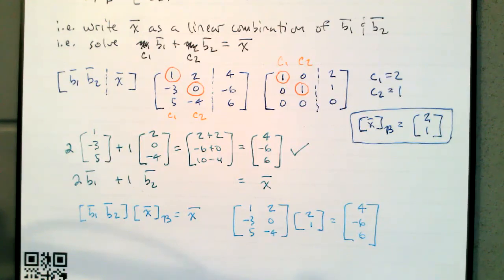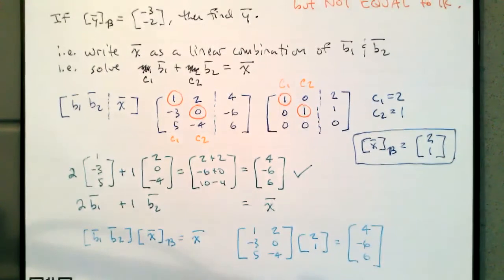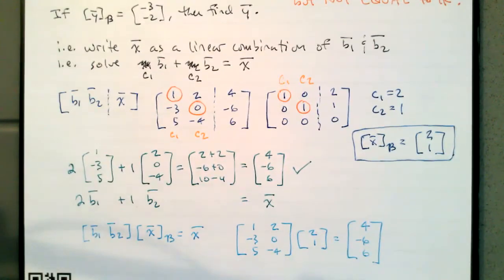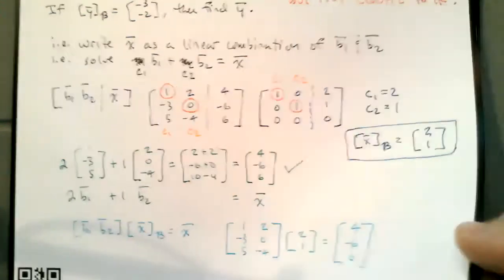In the third part of this problem, we're given the b coordinates of a vector y. Notice that there's only 2 of them. We got a -3 and a -2, and we want to find y. So to get the standard coordinates of y, I just have to make the -3, -2 combination of the b1 and b2 vectors.